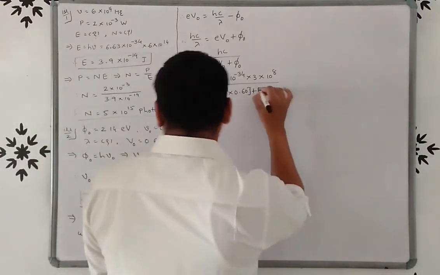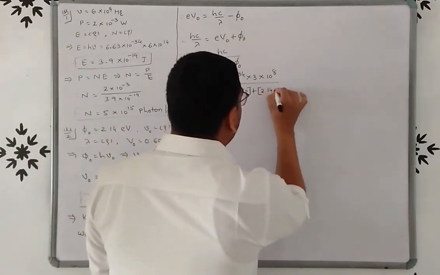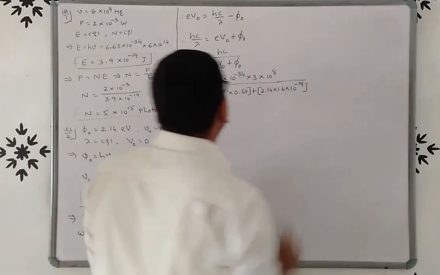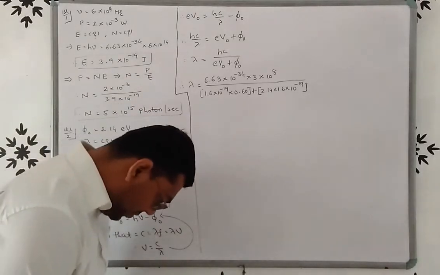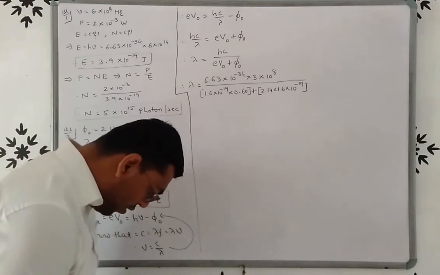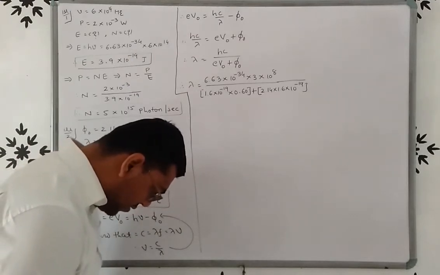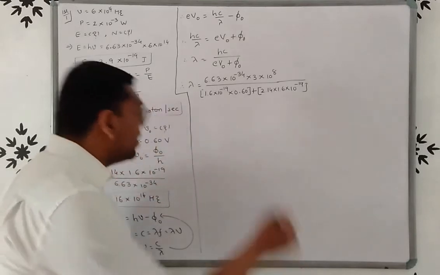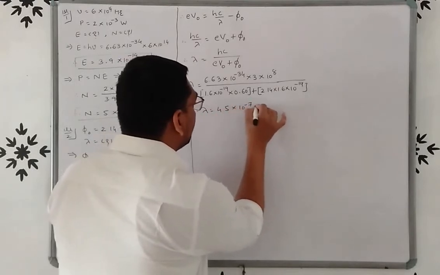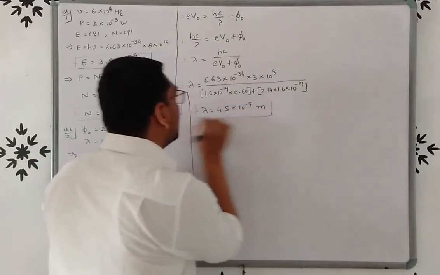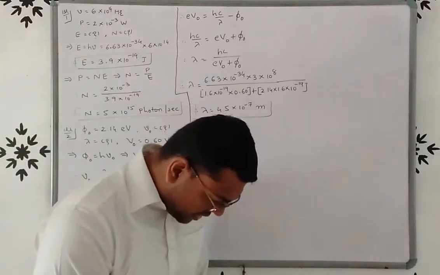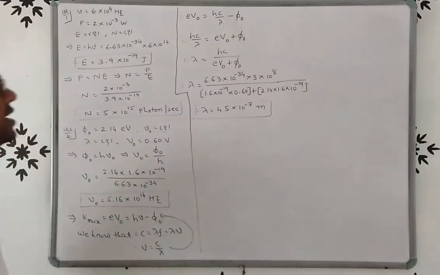So 2.14 into 1.6 into 10 raised to minus 19, right? After solving this, you will get lambda equals 4.5 into 10 raised to minus 7 meter, right?